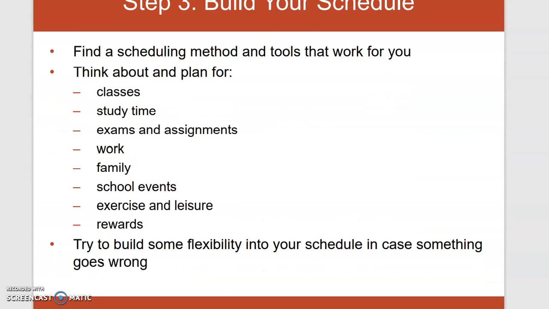Then after you've identified those priorities, you need to build a schedule to make sure you're able to accomplish your 4s first, then your 3s, then if there's time, your 2s, and maybe you'll have some time for 1s.